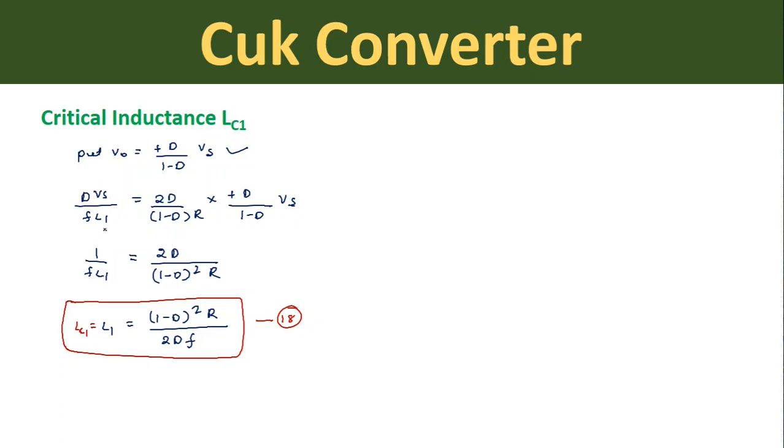We'll get D into Vs divided by F L1 is equal to 2 into D divided by 1 minus D into R into D upon 1 minus D into Vs. This output voltage equation should be taken positive because the component values cannot be negative here. After solving, we will get this type of equation. From here we will get the critical inductance for L1, LC1, is equal to 1 minus D whole square into R divided by 2DF. This is equation number 18 and this is the final equation for critical inductance LC1.